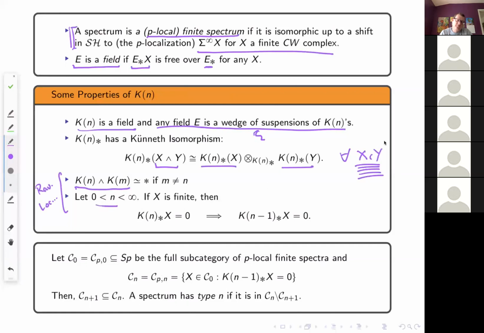So if X is finite, now you need finite for this to hold, then if K(n) star of X vanishes, so if X is K(n) star acyclic, then it is K(n minus 1) star acyclic. Okay, so they're orthogonal, but they talk to each other in a strange way.